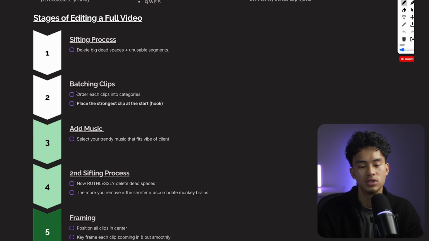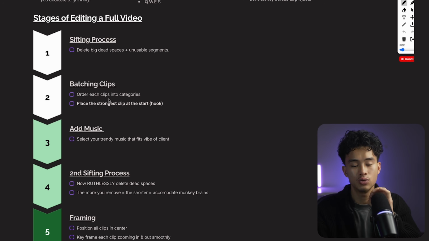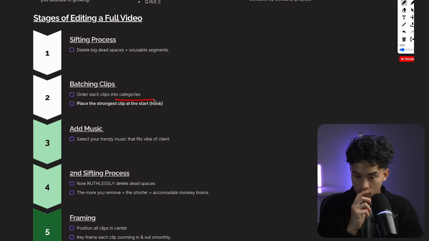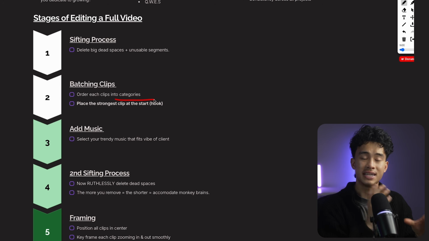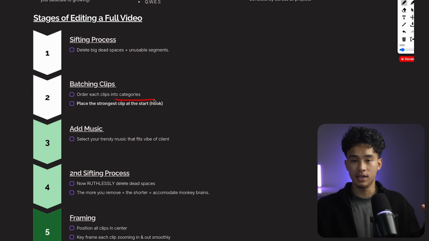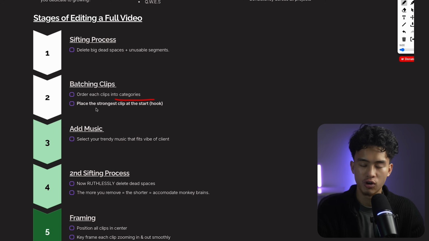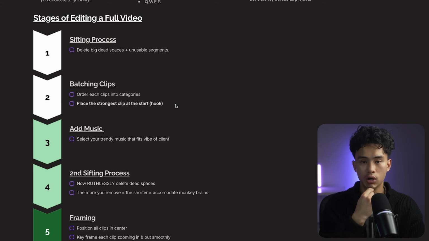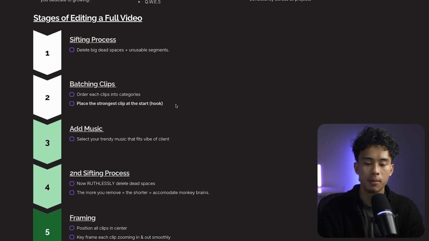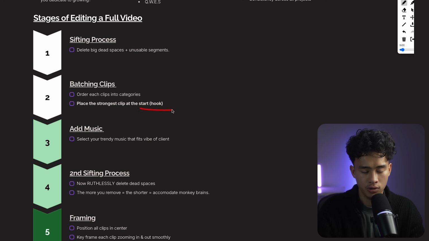The next step is to batch all the clips together into categories. What you realize when you're recording is that sometimes you get the same clips multiple times. So you batch similar clips together, meaning you're reordering. When you're reordering, you're looking for the strongest clip, your hook, the best part of your video, and you place that at the start as your hook.